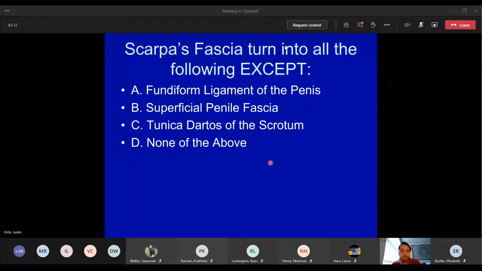So on this slide: Scarpa's fascia turns into all of the following except: fundiform ligament of the penis, superficial penile fascia, tunica dartos of the scrotum, or none of the above. Scarpa's fascia, also known as the membranous layer of the superficial fascia. All of the following except, right? I'll give you one more second.